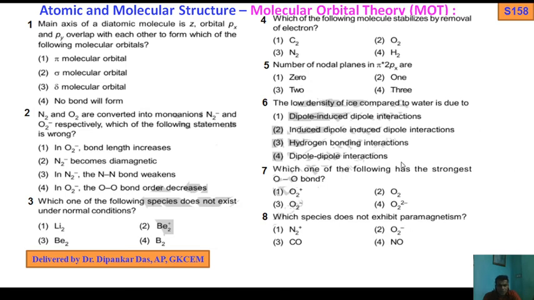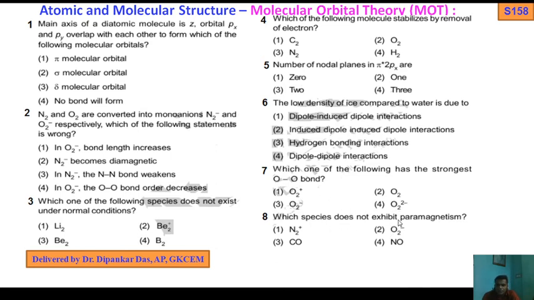Question number 6 is not included in this chapter. By mistake it has been given, so no problem, it is a hydrogen bonding question. So which one of the following has the strongest O bond? O2 plus, O2, O2 minus, O2 2 minus.